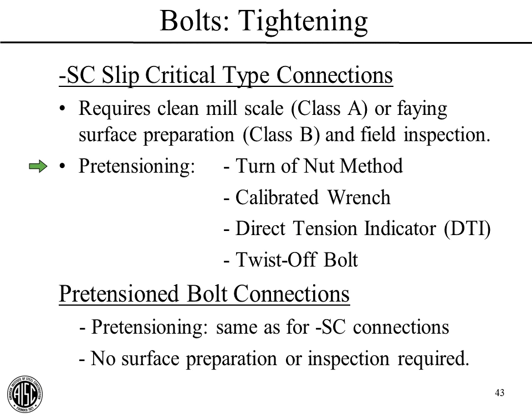Because we care about the clamping force, we need to know what pretension we have. So we're going to have pretensioned bolts, and there are 4 methods listed in the RCSC specification: the turn of the nut method, the calibrated wrench method, the use of direct tension indicator or DTI, or the use of twist-off bolts.